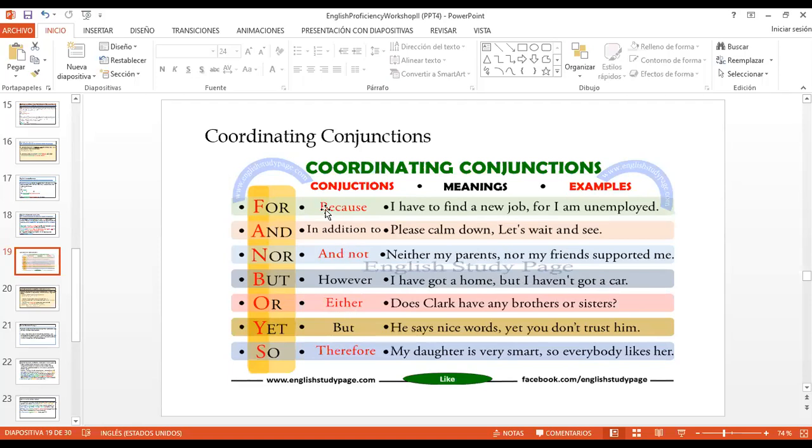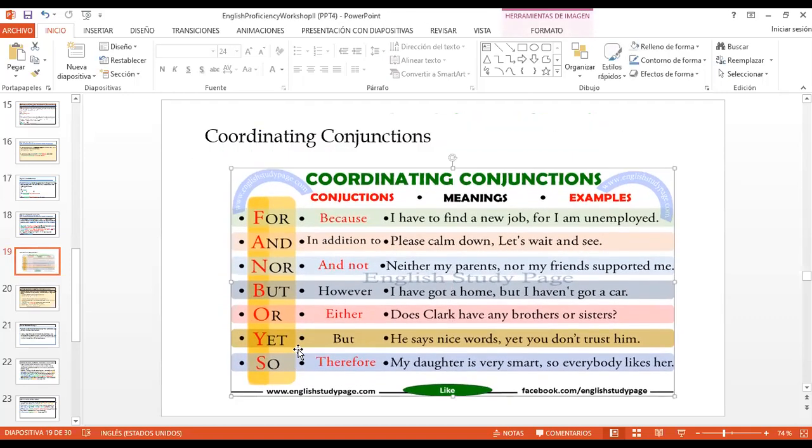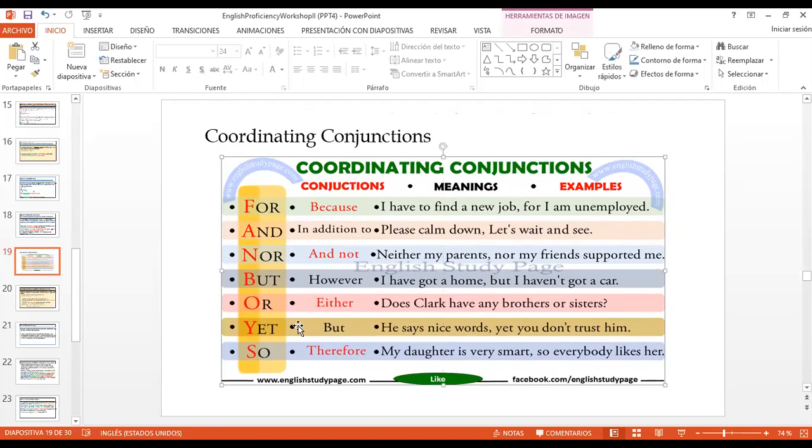But you also have other coordinating conjunctions that are less well known, like so. So implies a consequence. My daughter is very smart, so everybody likes her. We get up very early on Thursday, so we are very tired at this time of the day. Yet means but. Yet is very similar to but. He says nice words, yet you don't trust him. We have many hours of English, yet we still need more support. So that's a variation. Instead of using but, you can use yet and alter it, and give more variety to your discourse.